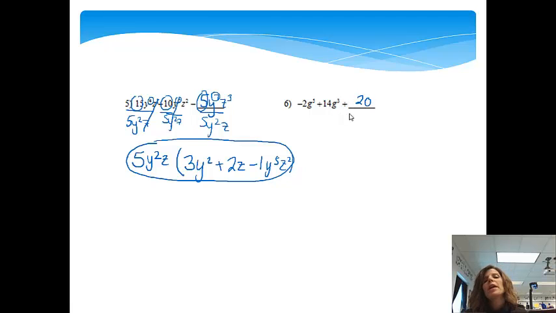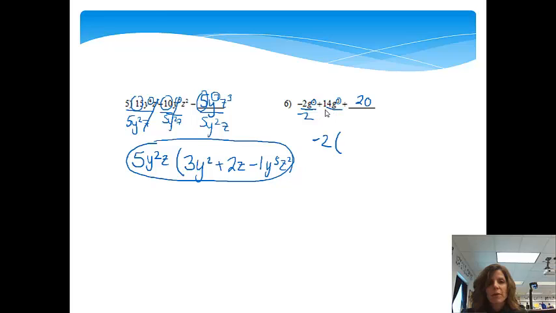All right, on this one, if I'm looking at the 2 and the 14 and the 20, I notice that 2 will go into all of them, but I'm actually going to factor out a negative 2 because we generally don't like our problem to start with a negative number. So I'm actually going to factor out a negative 2. Okay, then I look at my g's. This one's g to the 5, this one's g to the 3, and this one does not have a g. So guess what? We cannot factor out a g. So we're just going to factor out the negative 2, and that's it.